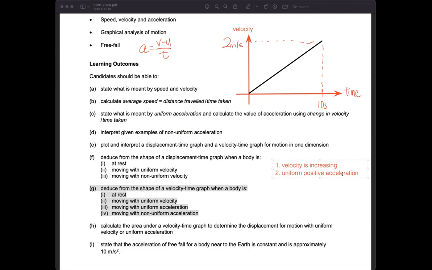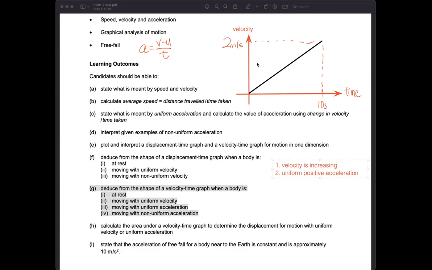Same thing for your displacement time graph. If your gradient is positive, your velocity is positive. In this case, your gradient is positive, your acceleration is positive. Is that clear? So if the gradient is positive, just need to change the word gradient to acceleration. That's all. Your positive and uniform is all the same.